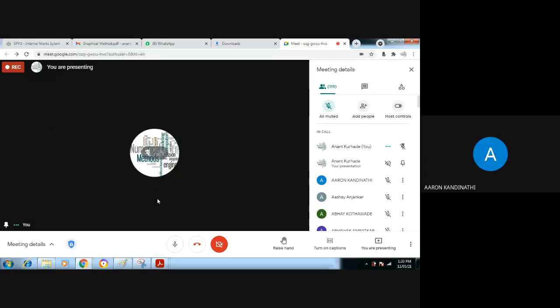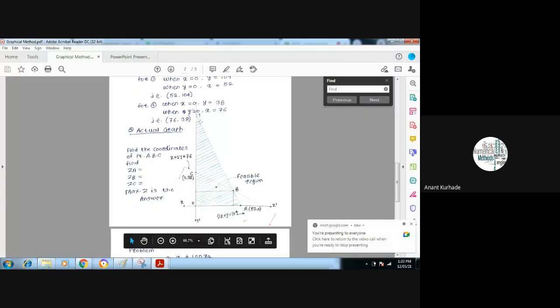Yes, sir. Now tell me what I have asked. The visible region will lie for this line only, the green color line. Will the visible region lie inside the triangle or not? Give me an answer for this single line. Tell me why it is below.